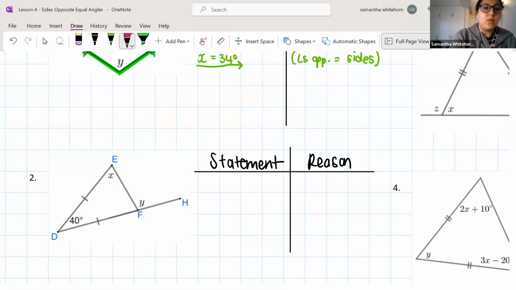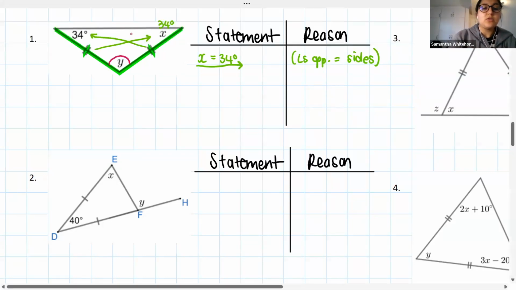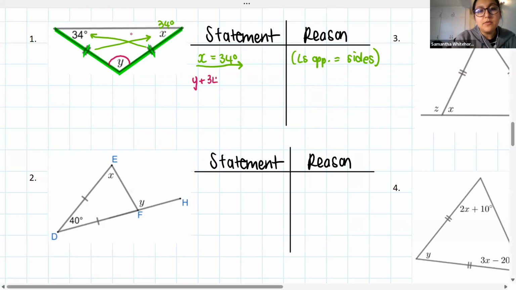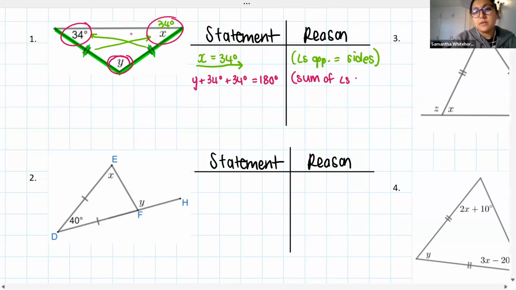If we have a look at where Y is, it's in between those 2 equal sides. It's not opposite one of them, so we can't say it's equal to anything, but we do know that Y plus 34 plus 34 is equal to 180. We know that if we add the 3 interior angles of my triangle, I must get 180 degrees. And that is because of sum of angles in triangle.